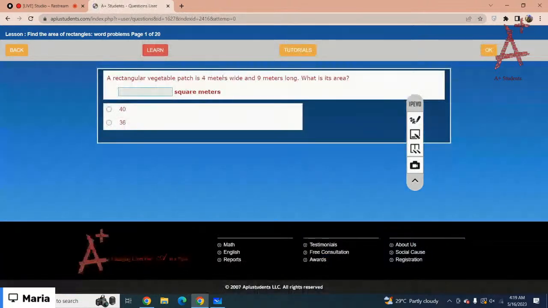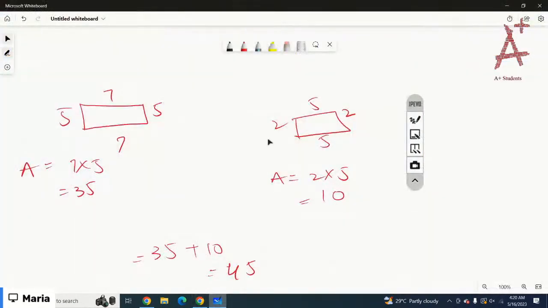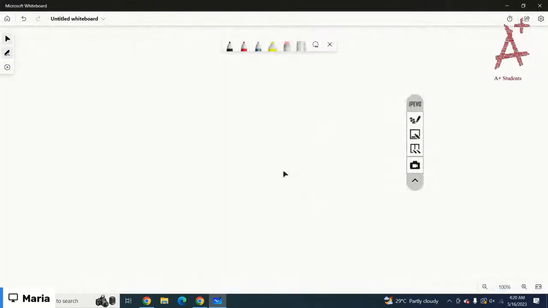A rectangular vegetable patch is 4 meters wide and 9 meters long. What is its area? You have to calculate the area of the rectangular shape, 4 and 9. It would be like this: 4, 4, and here you have 9 and 9. That is the rectangle. The area of the rectangle would be length times width. That would be 9 times 4, and that equals 36. Got it?